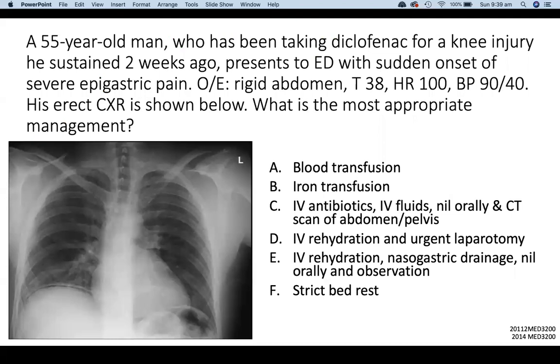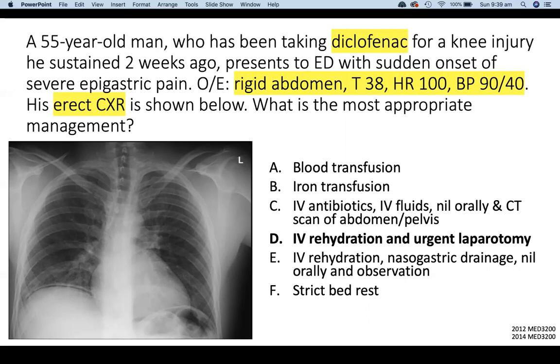So let's go through one now. A man takes diclofenac, so an NSAID, for 2 weeks, with sudden onset of severe epigastric pain. So rigid abdomen. So we're already getting the pattern here, right? And he's in shock. So what's shown on the x-ray here? Gas under the diaphragm. So pneumoperitoneum. And so what do you think is the most appropriate thing for him? Yeah, laparotomy. So we'll go into the workup first and then we'll come back to this question.